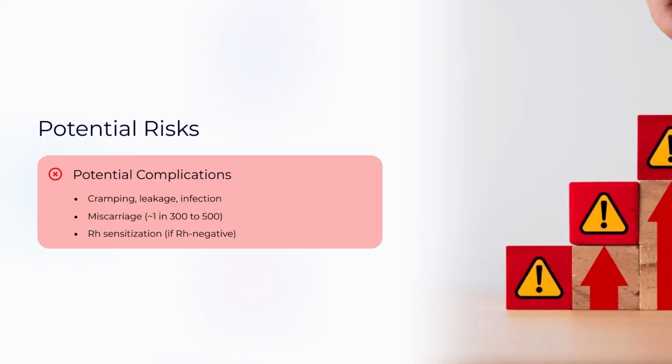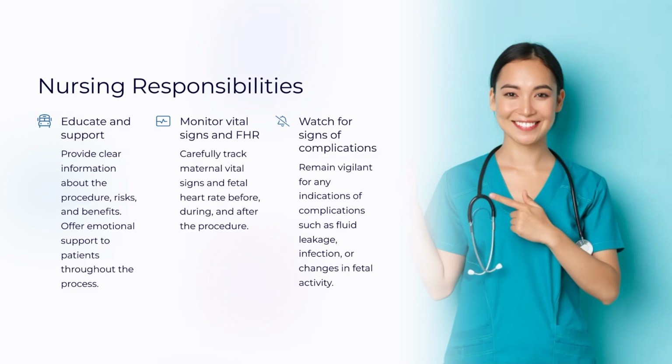While relatively safe, amniocentesis carries a low risk of miscarriage, especially if done early. Other risks include amniotic fluid leakage, infection, and Rh sensitization, so Rh-negative patients must receive Rho-D immune globulin afterward. The nurse provides emotional support, assists with positioning, and monitors fetal heart rate and maternal vital signs afterward. Patients are taught to report any leakage, bleeding, fever, or reduced fetal movement.